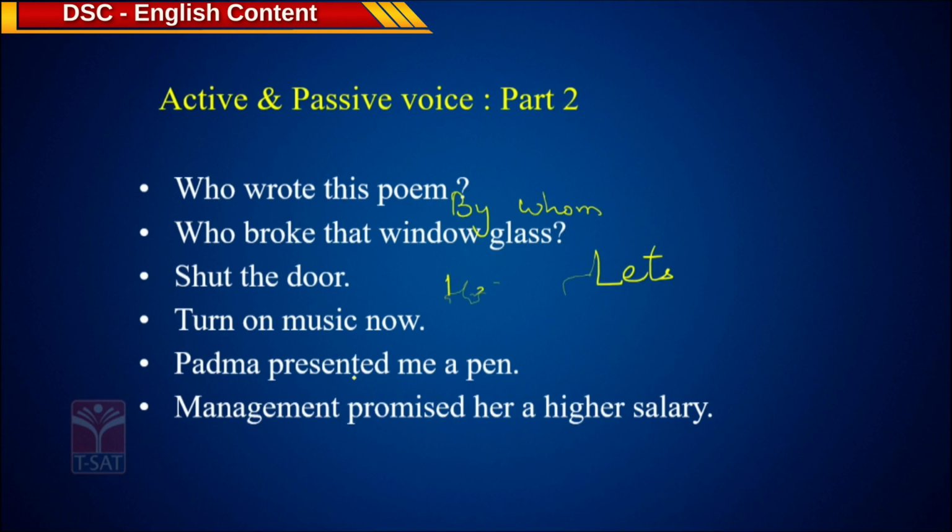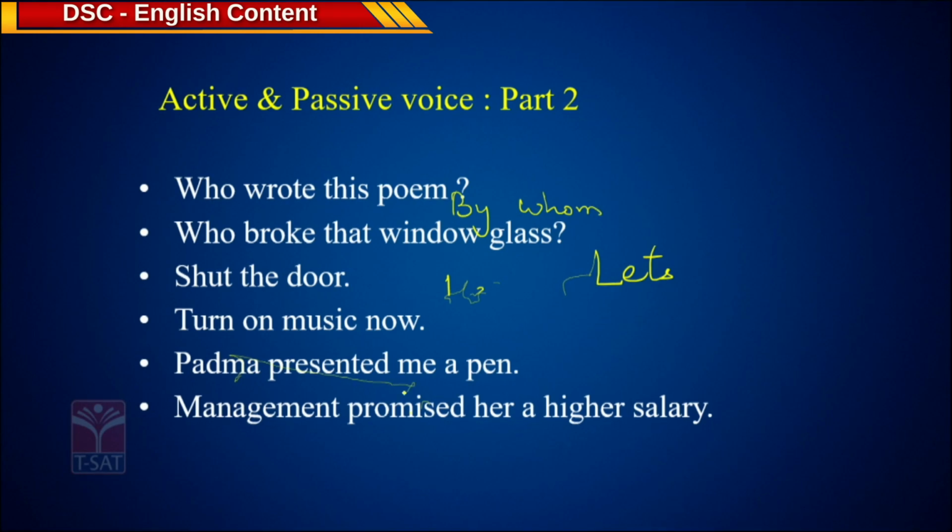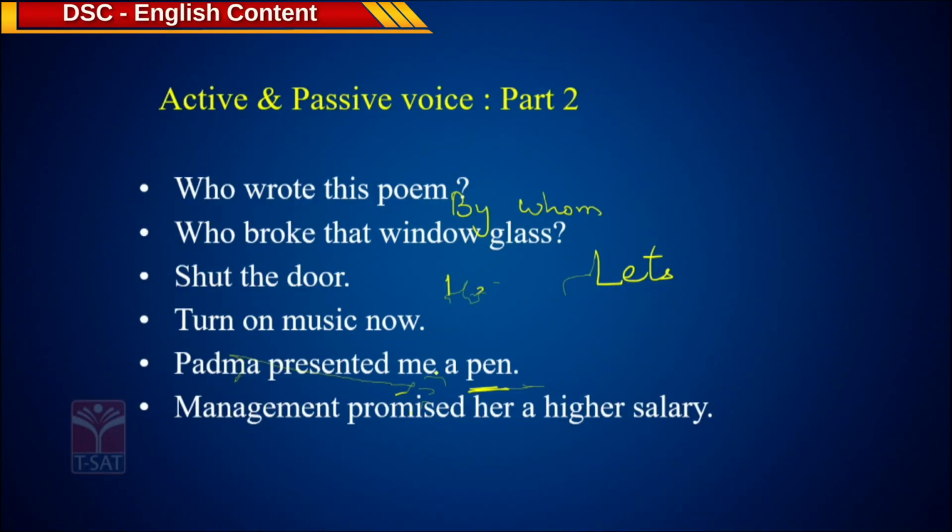Then the last variety of sentences, wherein we have two objects. Padma presented me a pen. Me is one object, and a pen is another object. These are called sentences with dual objects. Object number 1 is me, that is I, and object number 2 is lifeless, that is a pen.